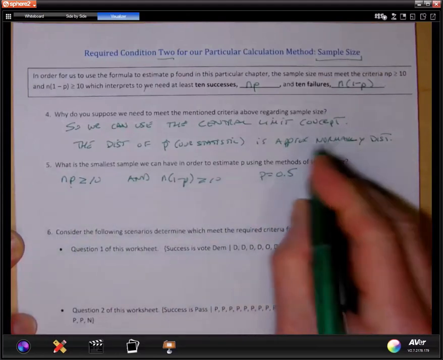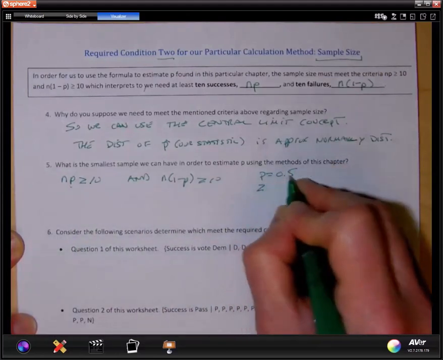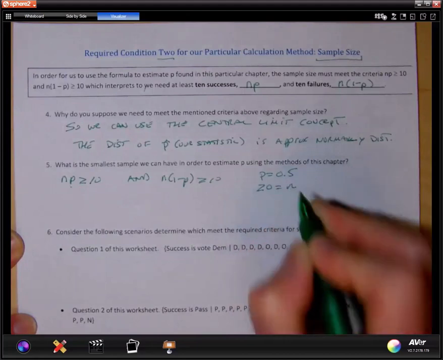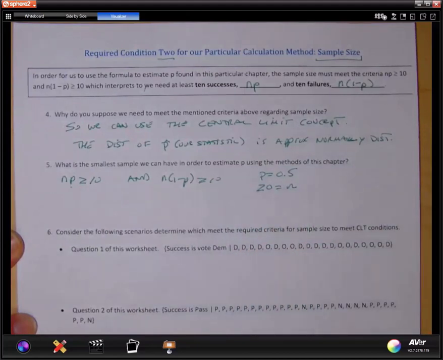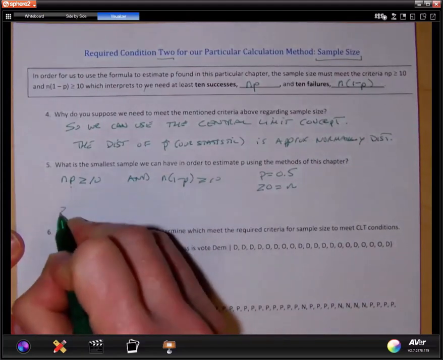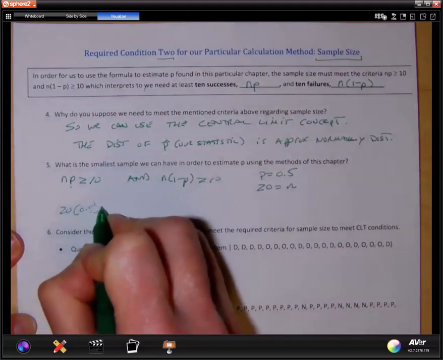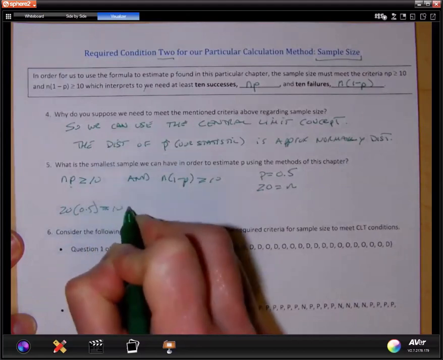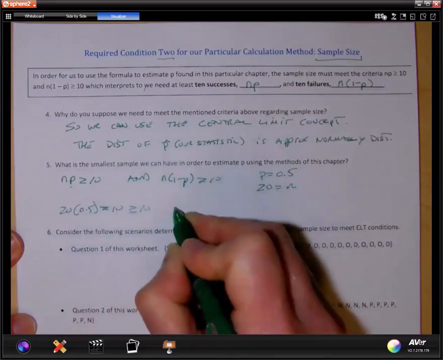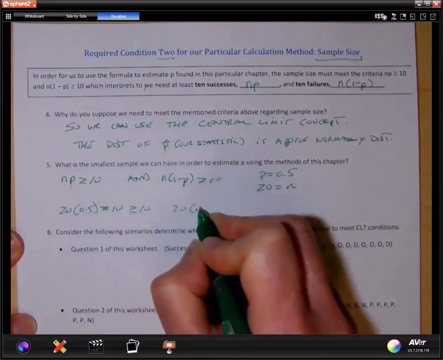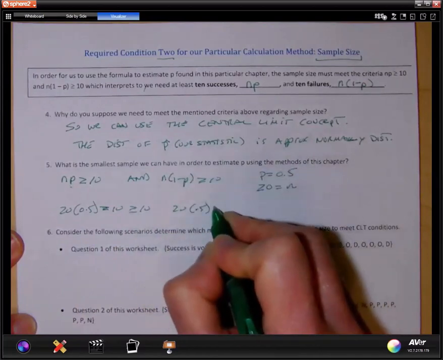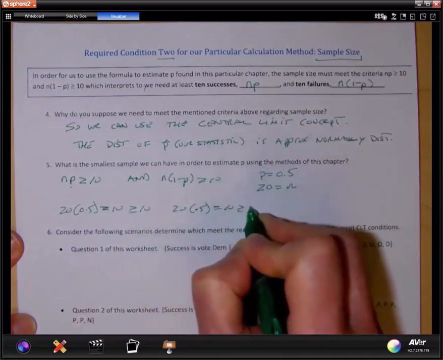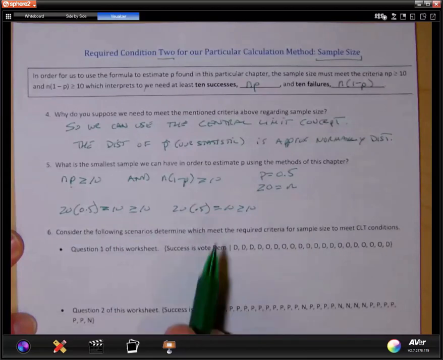So if p equals 0.5, then the smallest sample possible to do this method is 20. Because again, when we look at that, 20 times 0.5 gives you 10, which at least gives you the equality. And again, I could do it again, but you can see what's happening. 1 minus p is still 0.5. And again, I get the 10, which again, we have at least equality.